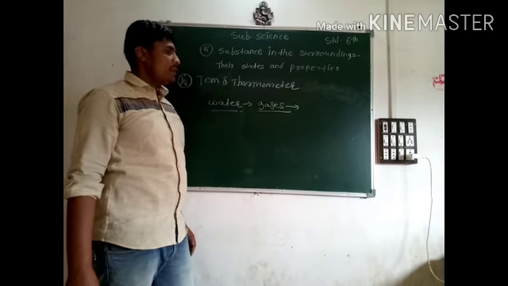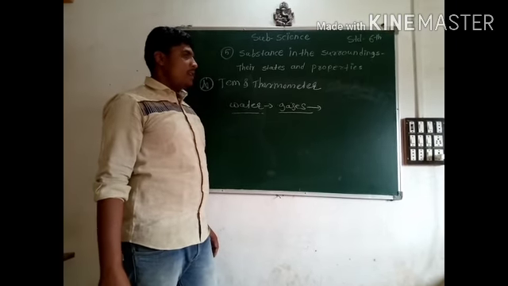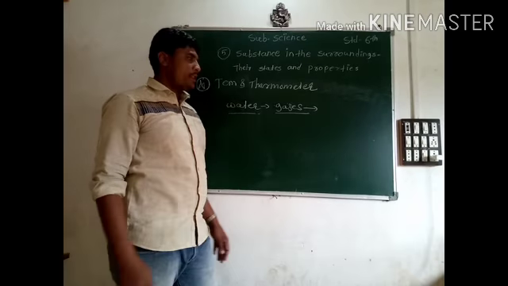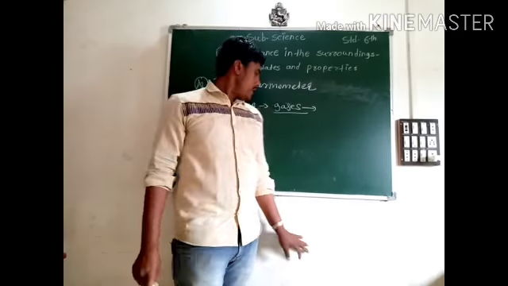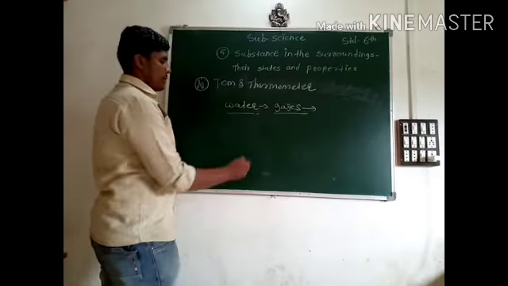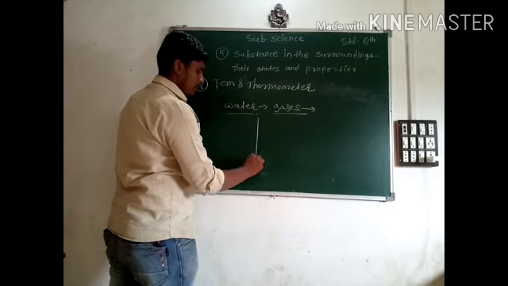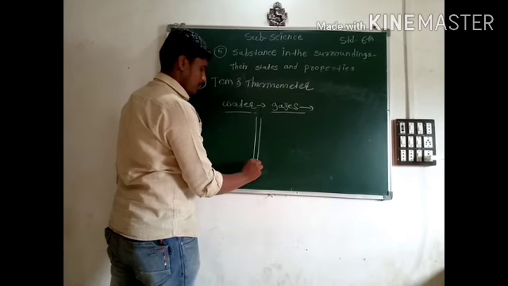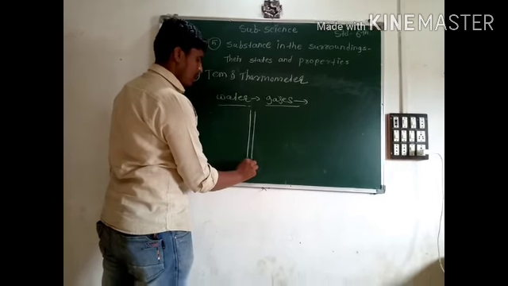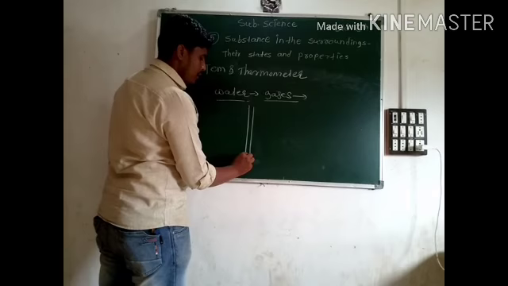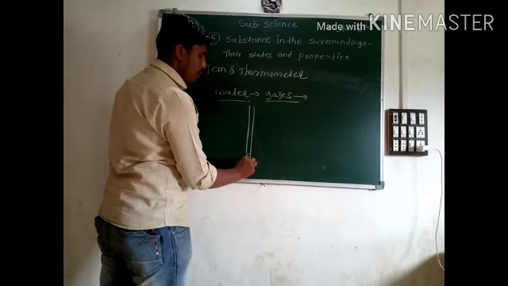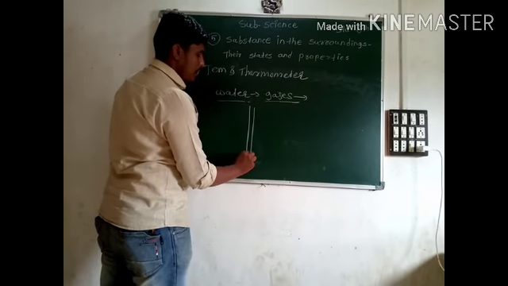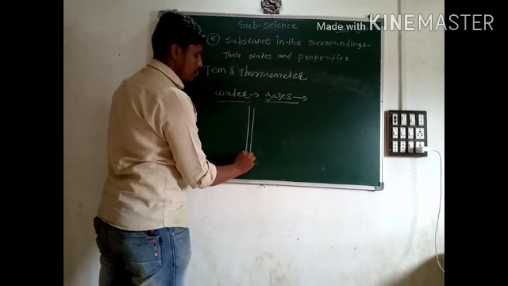The name of this instrument is the thermometer. Now in the market, different types of thermometers are available. In the thermometer, at the ending point, one bulb is used. In this bulb, the mercury is stored.